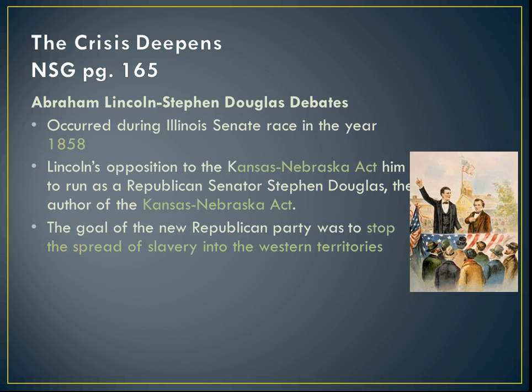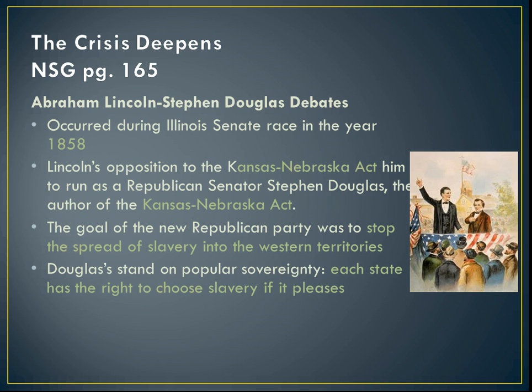The goal of the new Republican Party was to stop the spread of slavery into Western territories. That was the goal. The goal wasn't even to end slavery, although that was the underlying goal. The stated goal was we need to stop the spread of slavery. So Douglas' stand on popular sovereignty: each state has a right to choose slavery if it pleases.